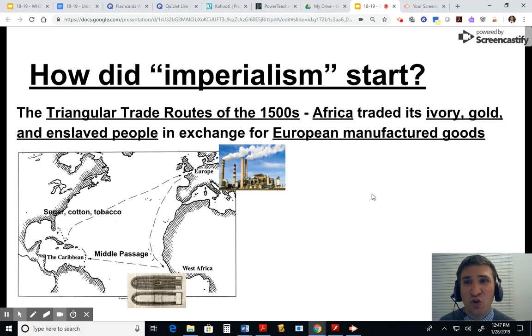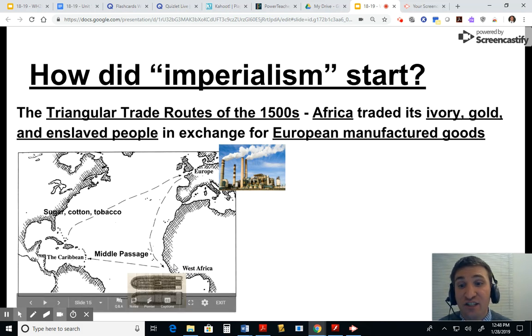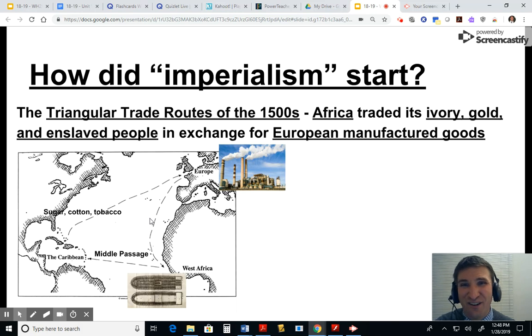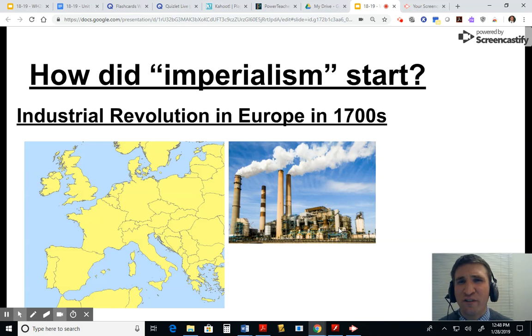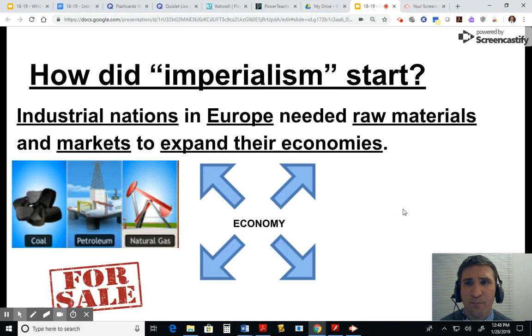Imperialism also starts with the triangular trade routes of the 1500s. Africa trades its ivory, gold, and enslaved people in exchange for European manufactured goods that are being made in European factories. And this starts the Middle Passage in the transatlantic slave trade. And it also starts Europe really thinking of Africa in terms of money and resources. The Industrial Revolution in Europe in the 1700s also starts imperialism. Industrial nations in Europe needed raw materials and they needed markets to expand their economies.